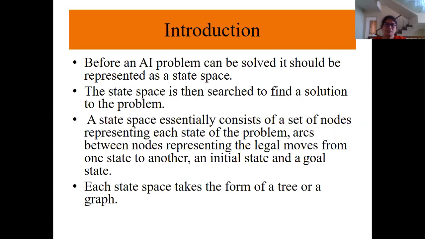A state space essentially consists of a set of nodes representing each state of the problem. So nodes are representing the problem, and the arcs between the nodes, the edges which are connecting those nodes, are representing the legal moves from one state to another. Then it has an initial state and a goal state. Each state space takes the form of a tree or a graph. In short, to solve any problem using AI, we need to represent that problem precisely, as it helps agents to analyze all the moves.